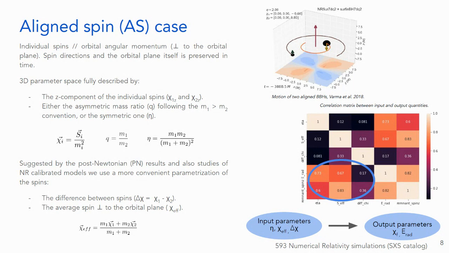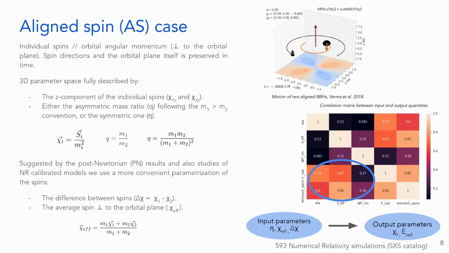and can be fully described with 3 parameters, which are given by the 2 z components of the spins, and then the mass ratio, either the symmetric or the asymmetric. In order to build our data set, we follow the intuition given by the post-Newtonian theory and also some studies using numerical relativity calibrated models.